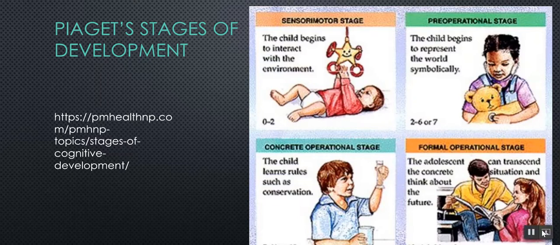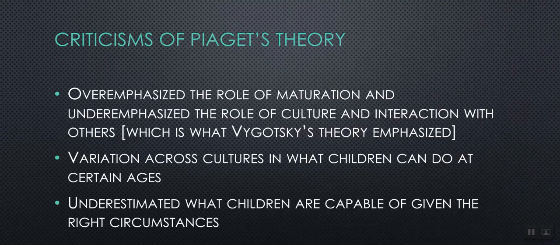Vygotsky's theory doesn't have any stages at all. Okay, so Vygotsky's theory did not actually give us developmental skills or milestones according to a specific stage like Piaget does. So the link is here and you'll see this in Canvas as well, but just know that he does have 4 stages and they're distinct as far as what the children learn and should be expected to do in those stages.